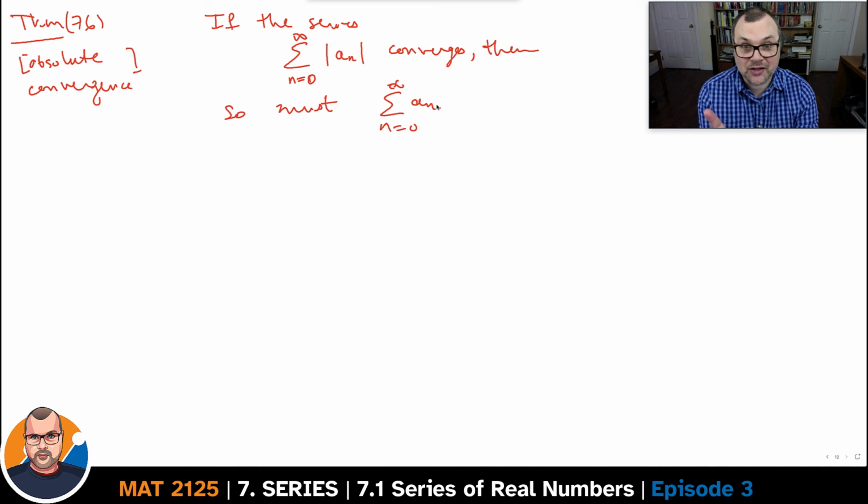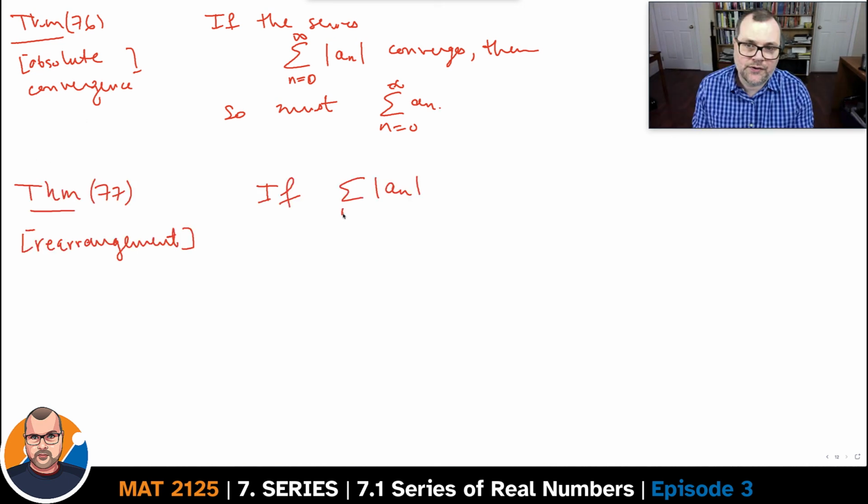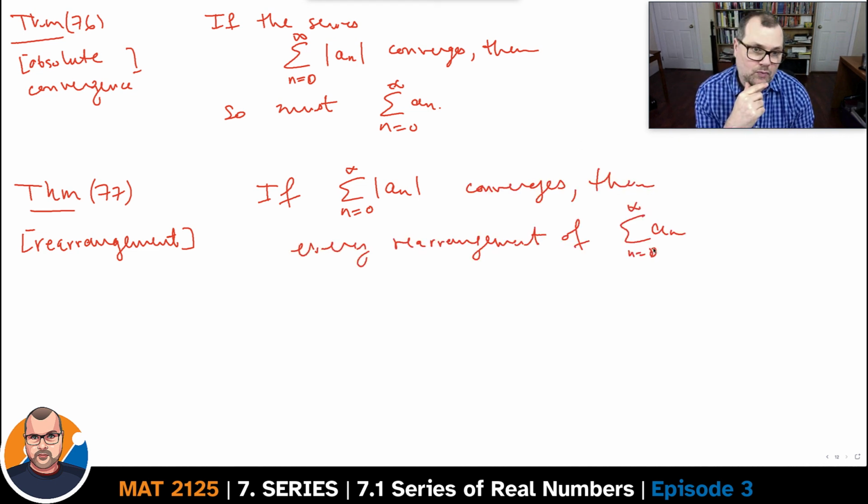The contrapositive of that statement is obviously true. If the series of terms without the absolute values diverges, then the series with absolute values also diverges. And the final theorem on rearrangement: if the series in absolute value is convergent, so we would say that it is absolutely convergent, then every rearrangement of the original series converges. And by rearrangement, I mean that you can change the order in which the terms are added.